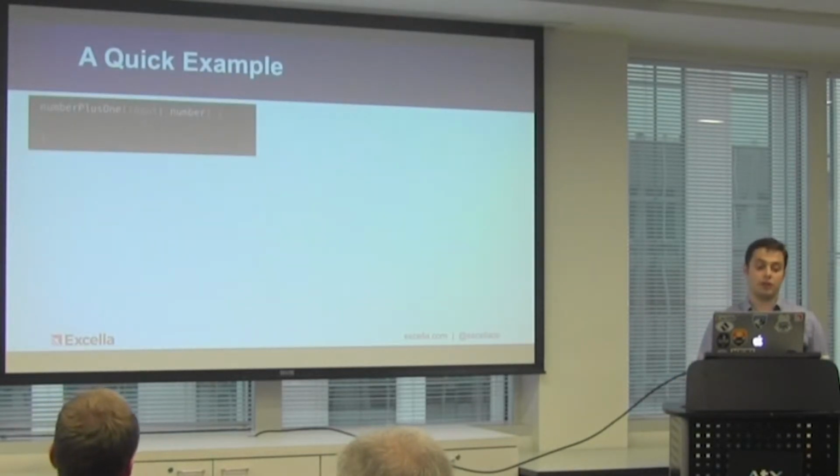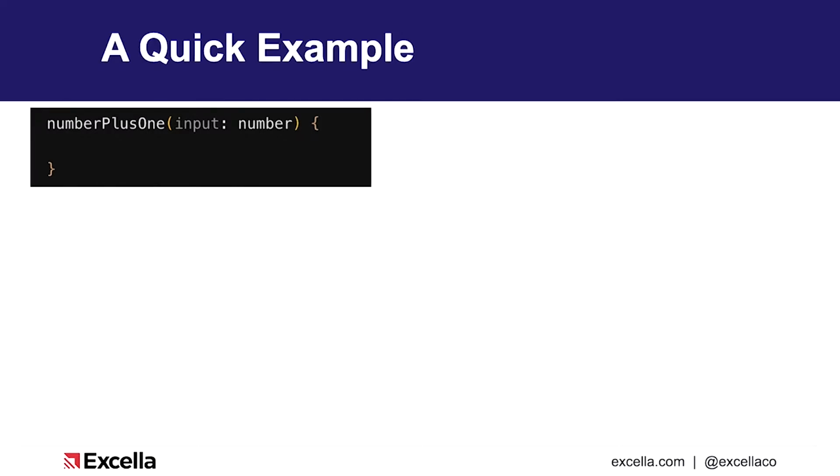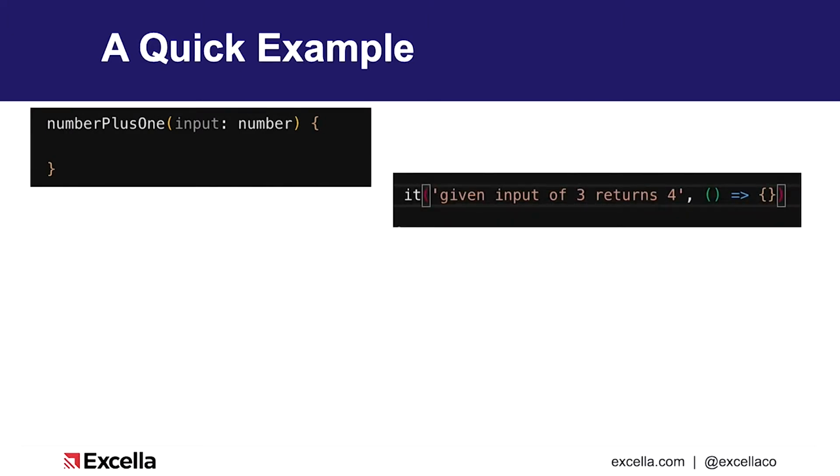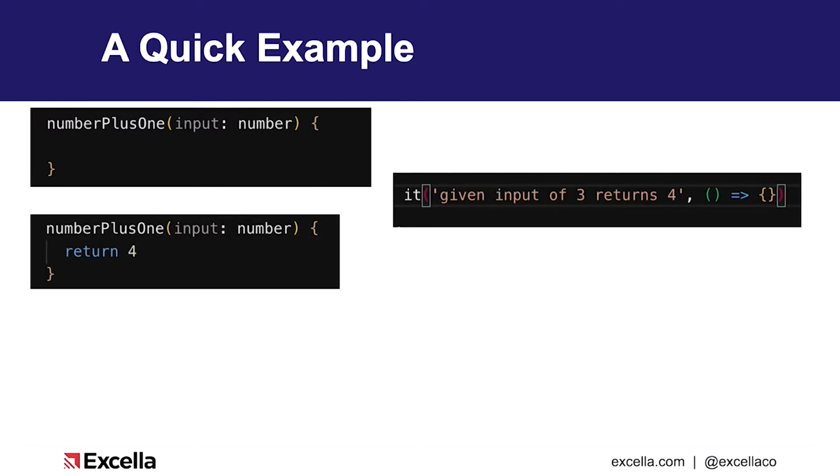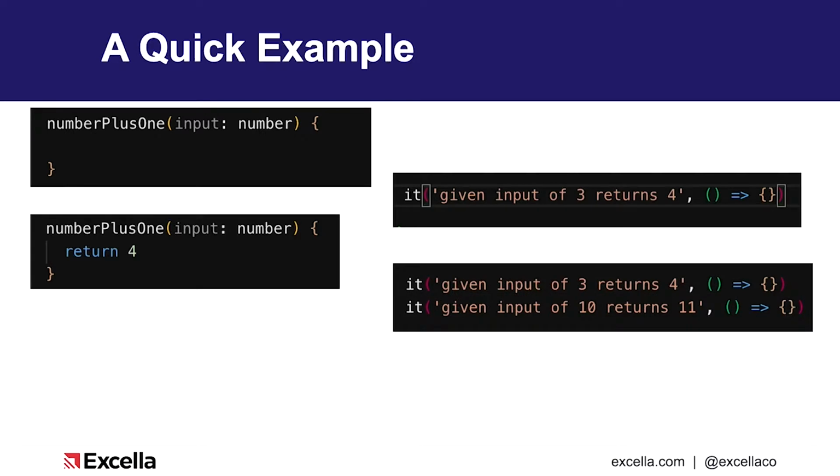Let's say we have a function, number plus 1, which is going to take a number and output that number plus 1. Our first test that we might write is given an input of 3, return 4. So to write code to pass this test, I'm going to put in return 4. If I have a test that says input 3, return 4, I'm going to get an output of 4, so that passes. Then I'm going to go back and say, well, I don't meet all my requirements, so let me write another test. It might be given an input of 10, return 11.